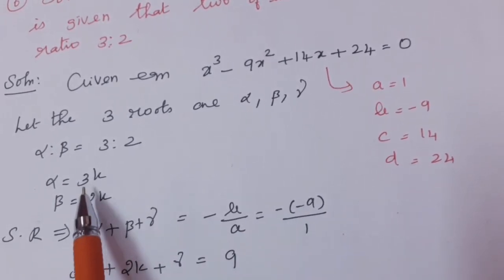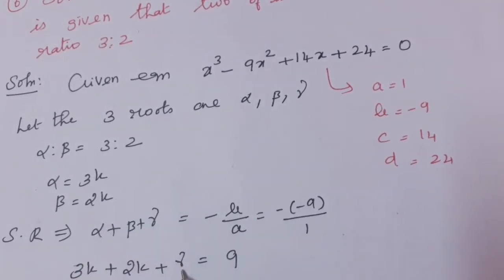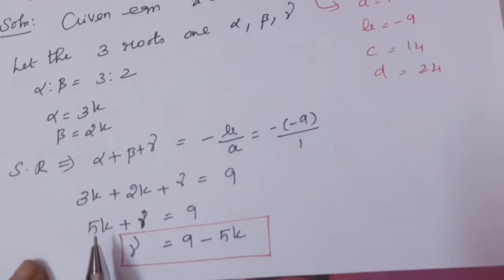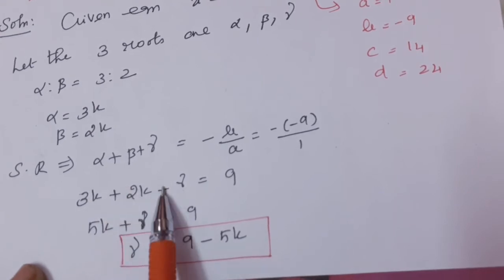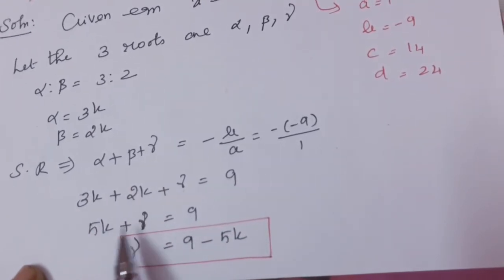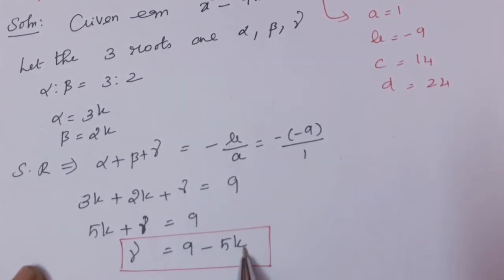So what is our alpha? Alpha is taken as 3k, beta is taken as 2k, and gamma is written as itself. Gamma equal to 9. Now 3k plus 2k is 5k. So 3k plus 2k plus gamma equal to 9, 5k plus gamma equal to 9. Now gamma equal to 9 minus 5k.